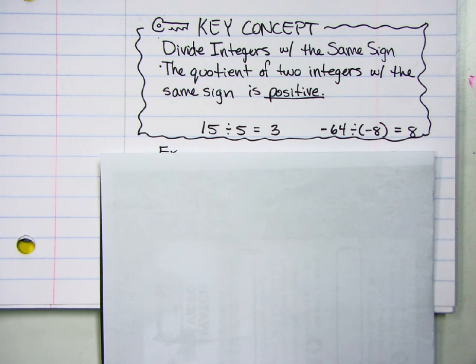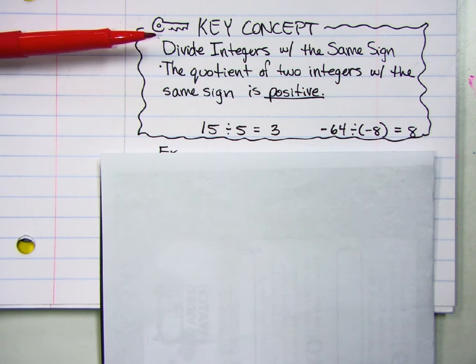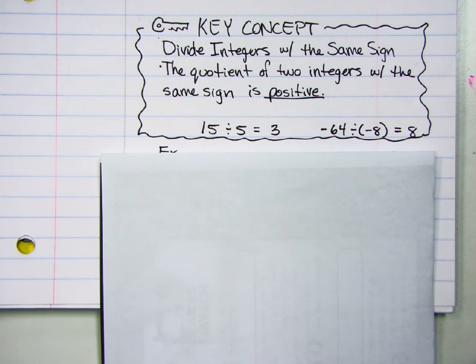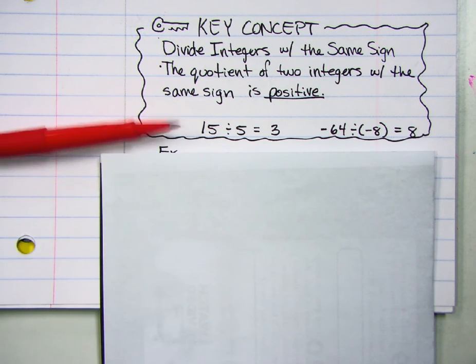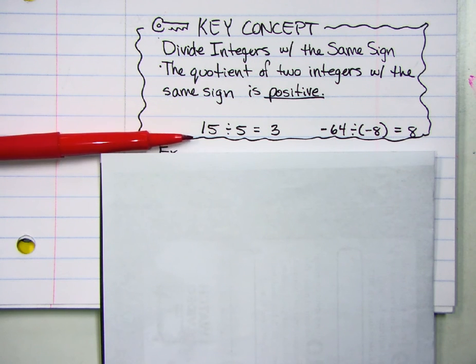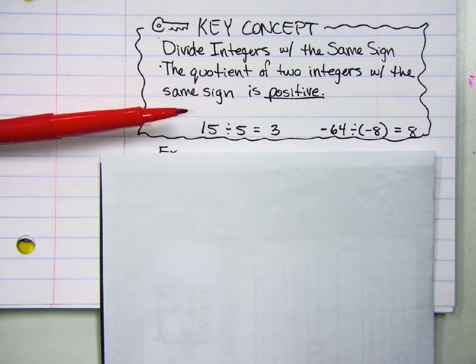If you watched the multiplying integers video, this should all sound pretty similar. Take a look at the key concept, what happens when they're the same sign. The quotient of two integers with the same sign is positive. This you remember from elementary school. 15 divided by 5 is 3. Notice they're both positive, and so I end up with a positive.